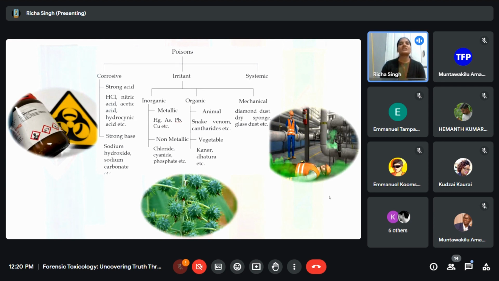In mechanical, we have diamond dust, dry sponge, glass dust, etc. From where exactly do we get this mechanical poison? It is from wherever a person is working, let's say in some cement industry or some silica industry, where they have a lot of exposure to all these dry sponge and glass dust.